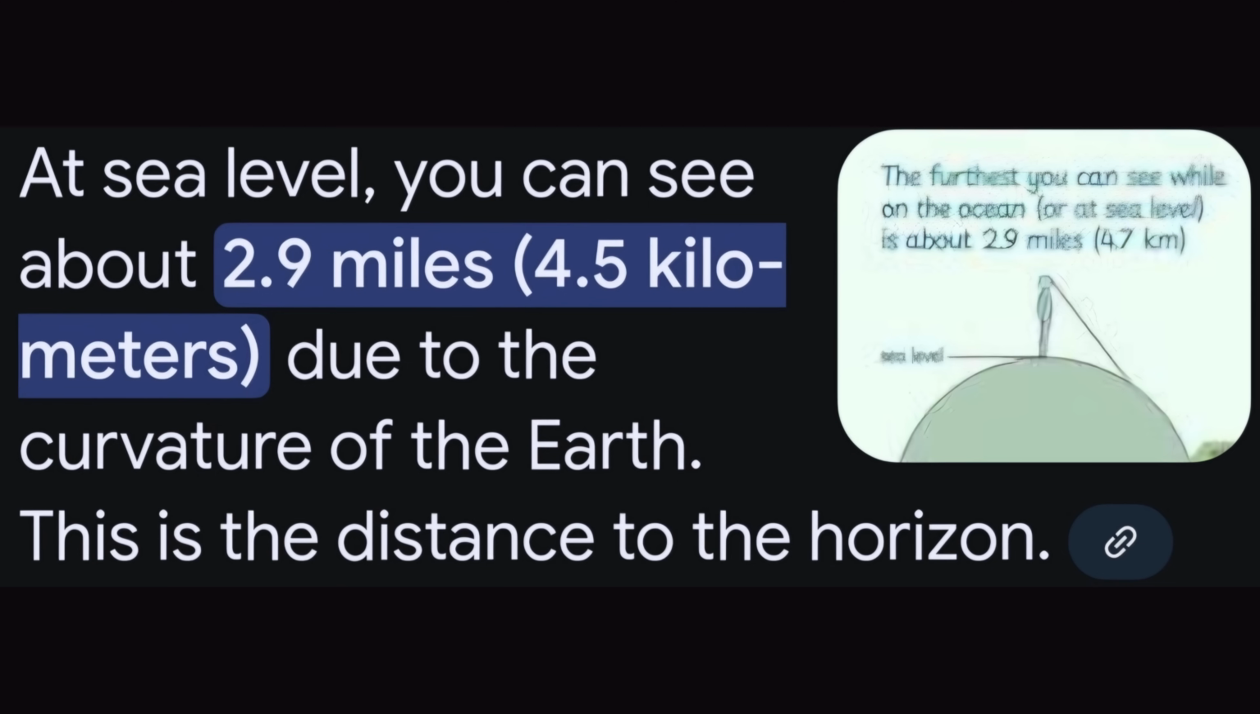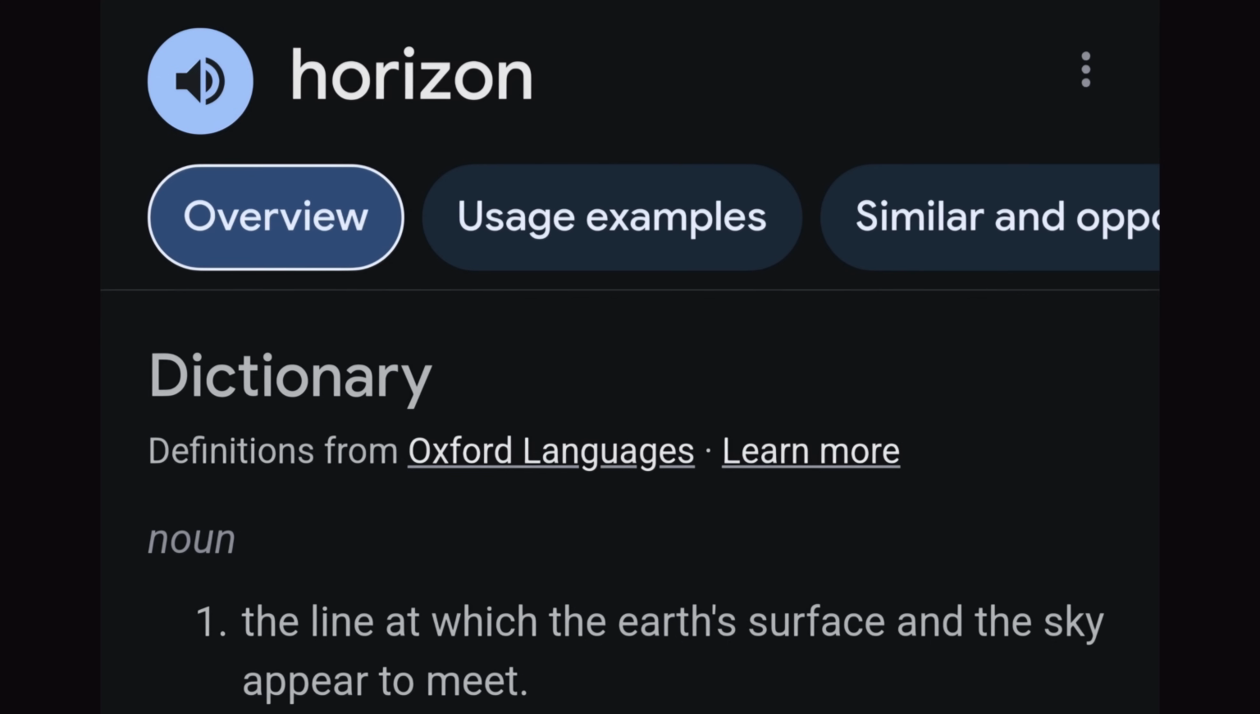First of all, I was asking Google AI how far we can see at sea level, and it tells me that you can see about 2.9 miles or 4.5 kilometers due to the curvature of the Earth. This is the distance to the horizon. Okay, now what's the definition of the horizon? It means the line at which the Earth's surface and the sky appear to meet. So it looks like the sky meets the ocean, but we know that it doesn't happen.